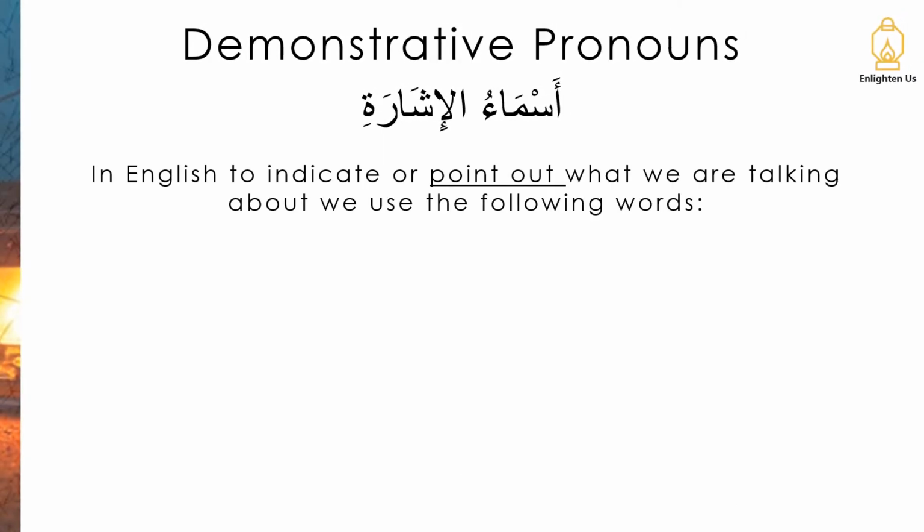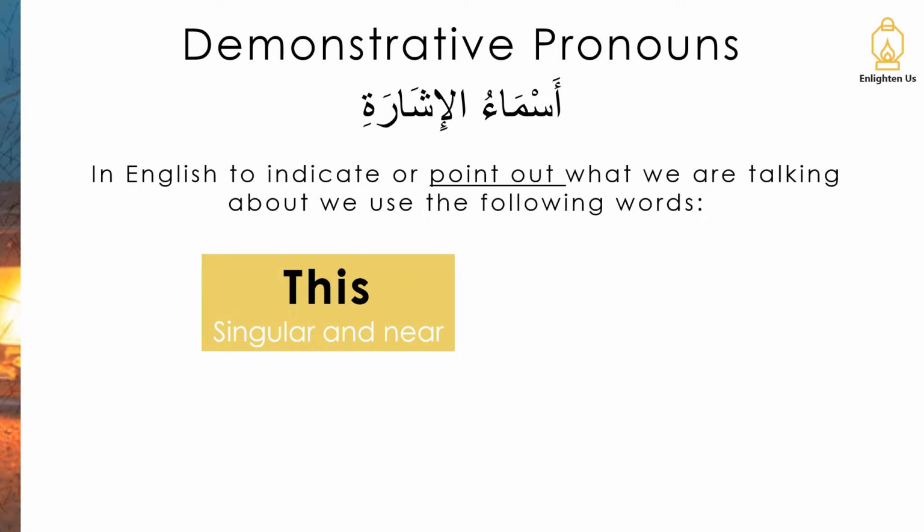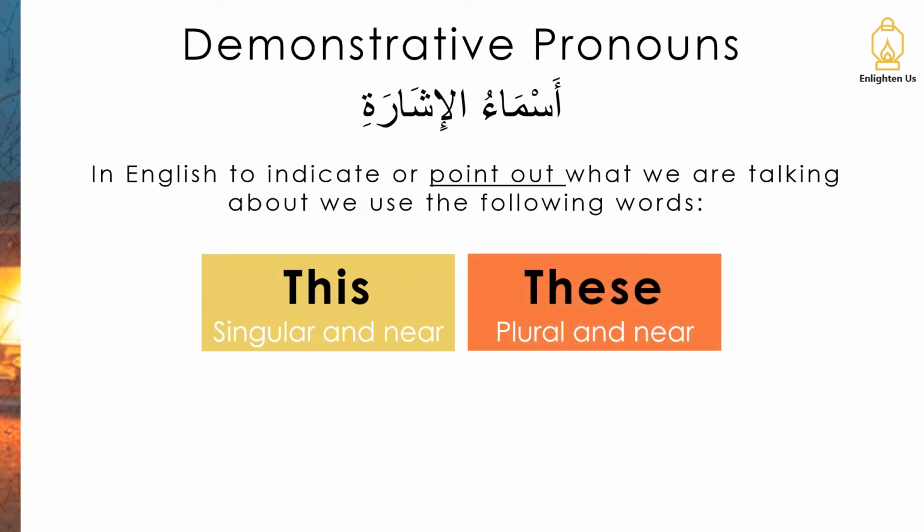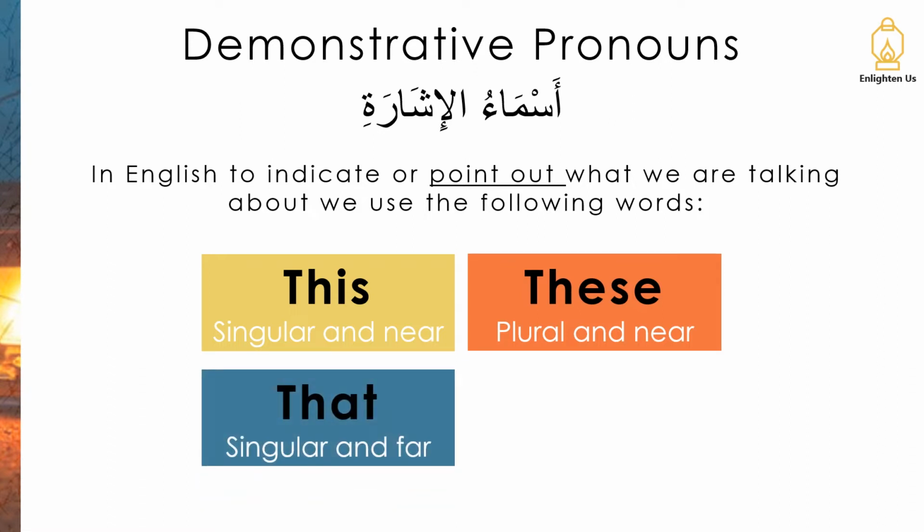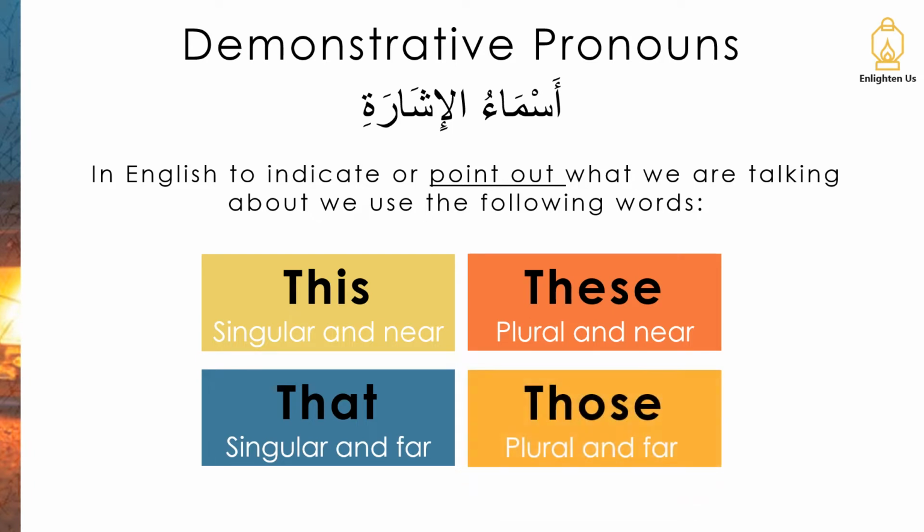Now in English, to indicate, refer to or point out what we are talking about, we use the following words. We use this for something that is singular and near to us. We use these for two or more objects that are near. We use that for something that is singular but further away, and those for when you've got two or more objects or people that are far.